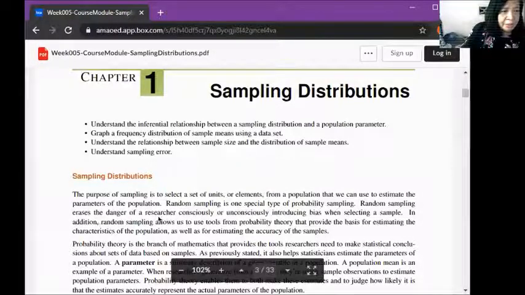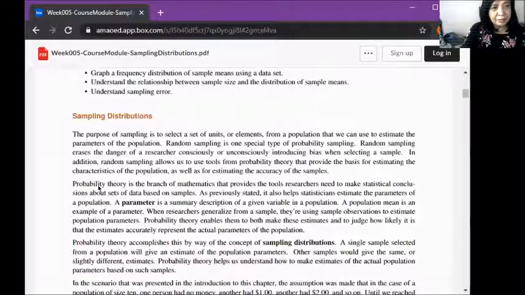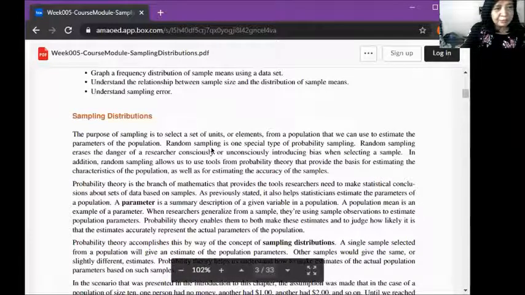Okay, so in addition, random sampling allows us to use tools from probability theory that provide the basis for estimating the characteristics of the population, as well as for estimating the accuracy of the samples. So I've also mentioned this a while ago. First, random sampling is a special type of probability sampling, so we can make use here of probability theory.